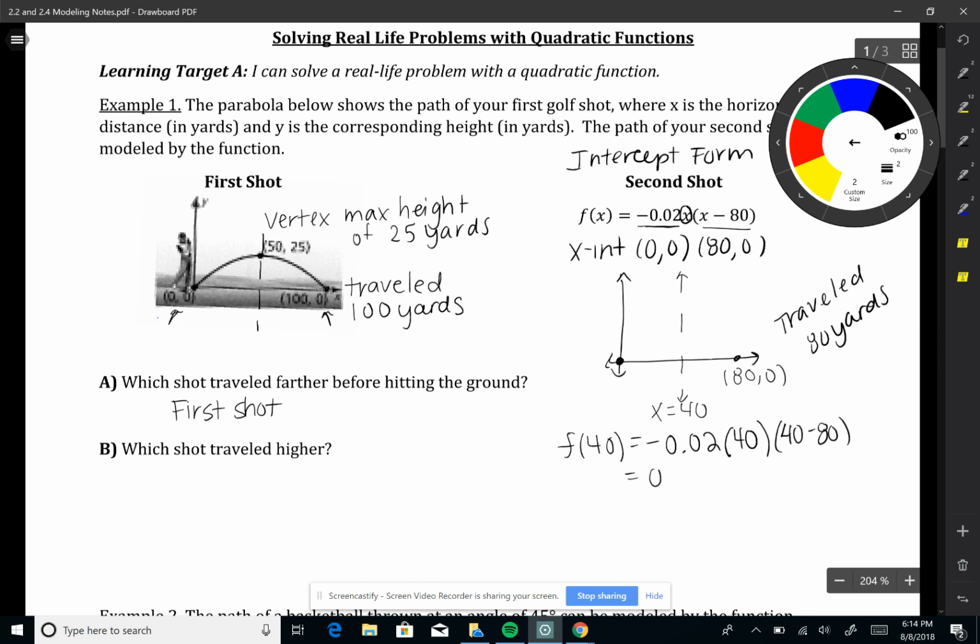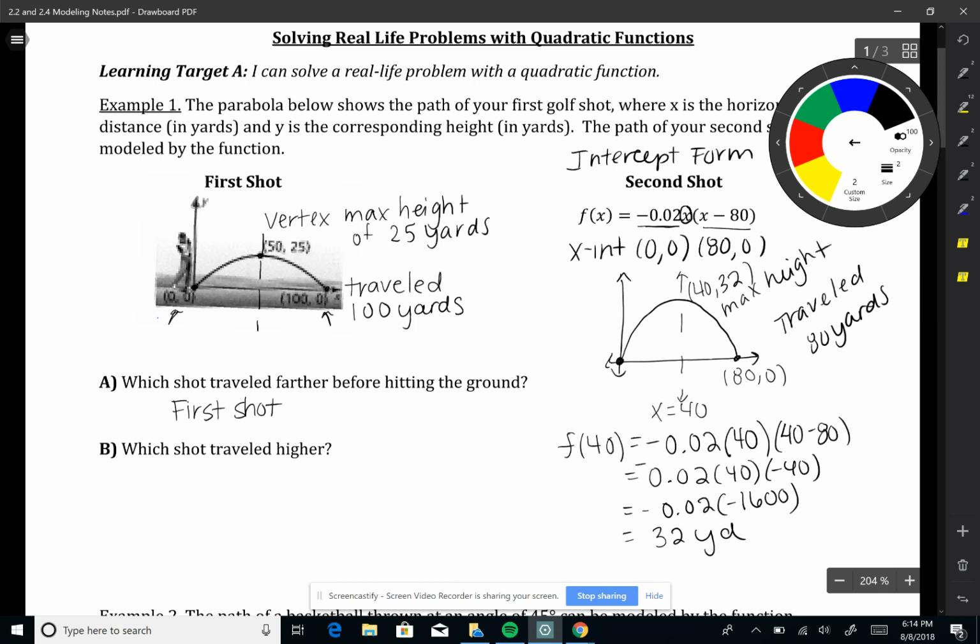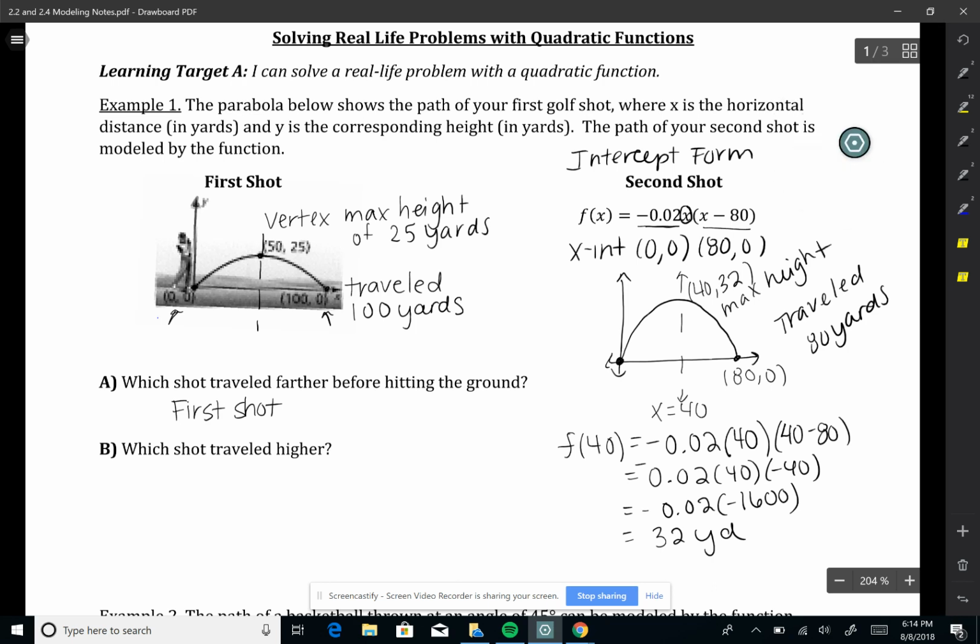Now you can plug this into your calculator, and in fact you're going to want to, but I can do 40 minus 80 in my head, and I get negative 40, and then 40 times negative 40 is negative 1600. And then I'll take my calculator, which I did, negative 0.02 times negative 1600 gives me a positive 32, and that's 32 yards. So my vertex, the x-coordinate is at 40, the y-coordinate is 32, so it has a max height of 32 yards.